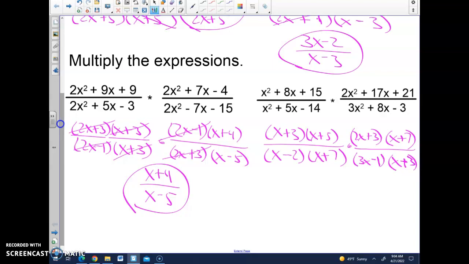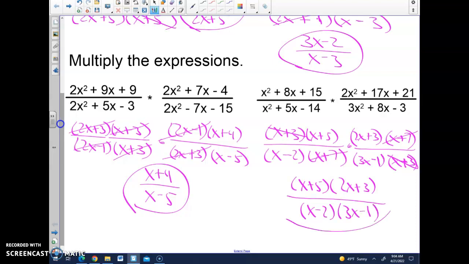And now I'm looking vertically and not diagonally. Vertically, there's nothing. But diagonally, the x plus 7's cancel, and the x plus 3's cancel diagonally. And then we multiply across. You're going to leave your answer like this. You do not need to FOIL it out. And that's my answer. Okay.